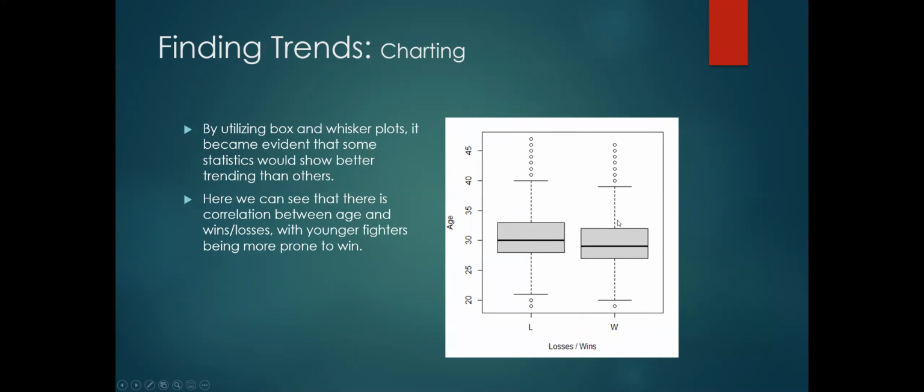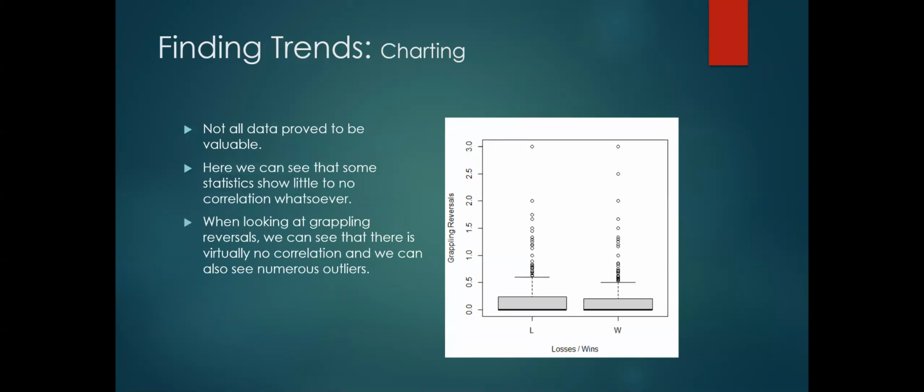We ran this through for several different variables to see if we could find any outstanding items. Some of them proved to be worthwhile. However, others, like this grappling reversals, proved to be not very valuable at all. We can see that the mean is coming in at about 0, and there's a wide range of outliers throughout, so we're not able to pick up on a very good trend. Without even running any modeling, we were already able to see that certain variables would have very little value in terms of the model.